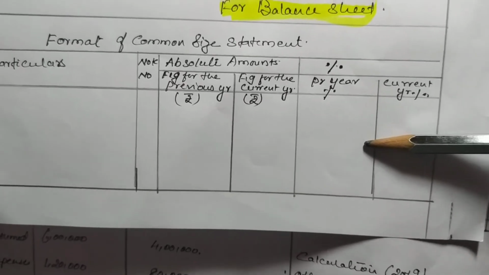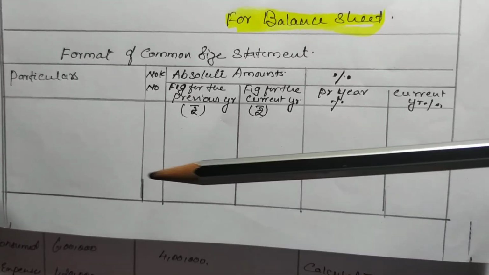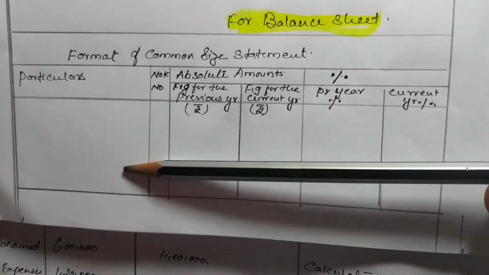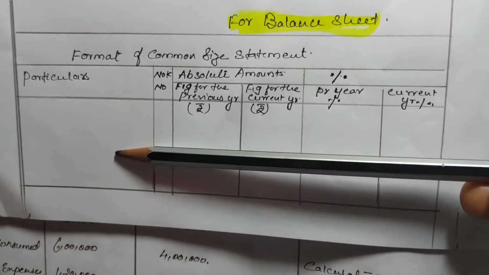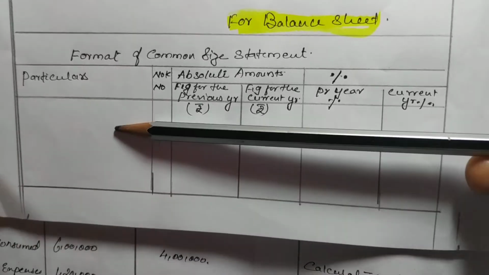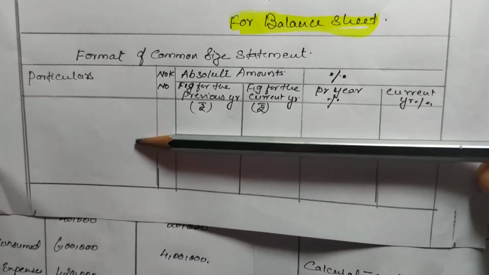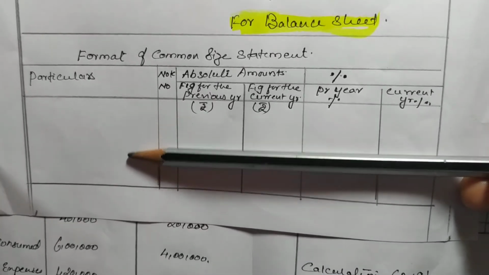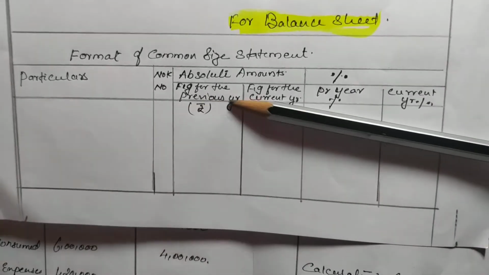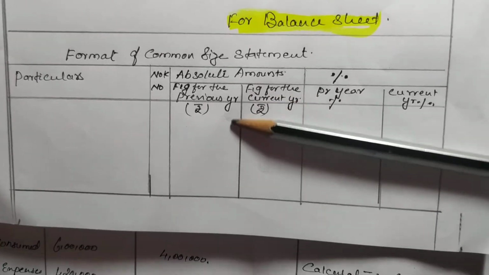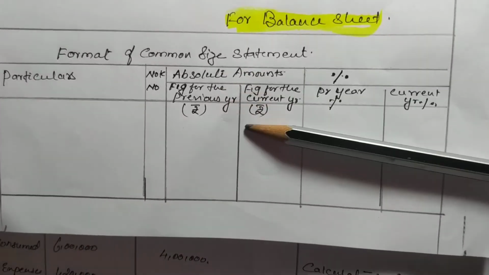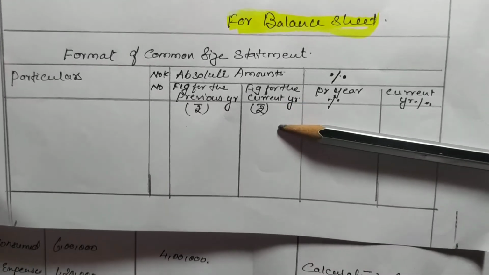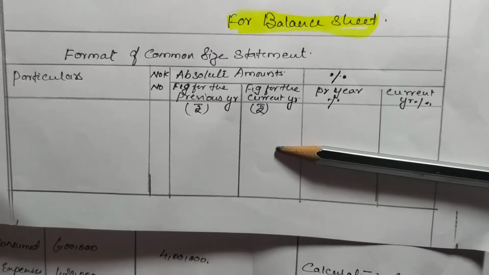So your columns will be particulars, in which you will write the format of statement of profit and loss if the common size statement of profit and loss is asked. If common size statement of balance sheet is asked, you have to write first the format of balance sheet as you were writing in the comparative statement. Then absolute amount means you have to write the absolute amount given in the question, of previous year first, then the amount of current year.